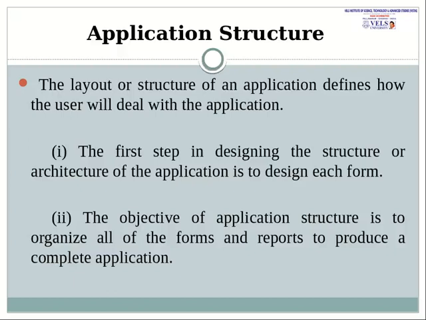Here the first step in designing the structure or architecture of the application is to design each and every form. The objective of the main application structure is to organize all the forms and reports to produce the complete application. If you want to create multiple forms, you must see how each form is interrelated, organize all the forms and produce a report from this application. Then only is the complete application designed.